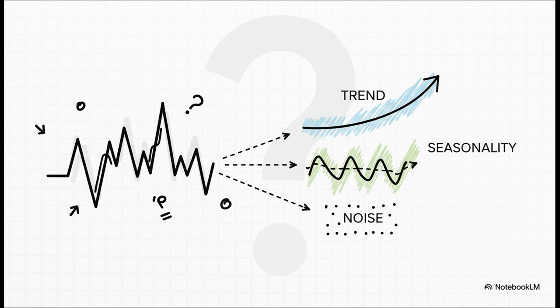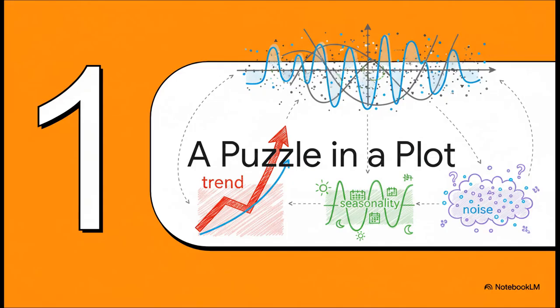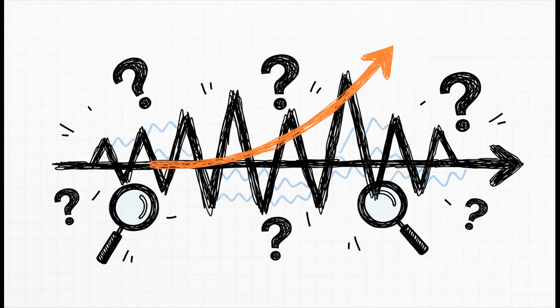So let's go ahead and start with our first case file. Our case file begins right here with a puzzle and a plot. We're looking at the number of births per month in New York City, all the way from 1946 to 1959. At first glance, it's kind of messy, right? Just a jumble of peaks and valleys. This is what we call a time series.